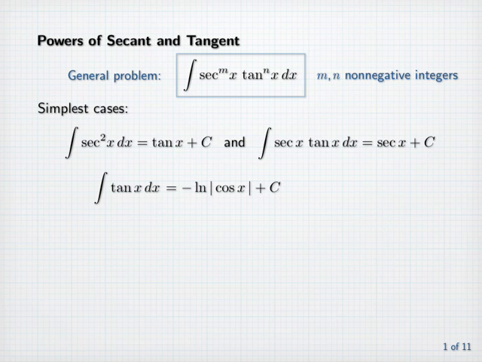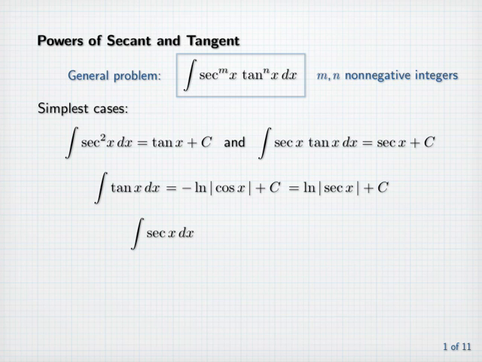Now we can absorb the minus sign here by replacing cosine x with its reciprocal, which is secant x. So the indefinite integral of tangent x dx is the natural log of the absolute value of secant x plus c. Now what about the integral of secant x dx?